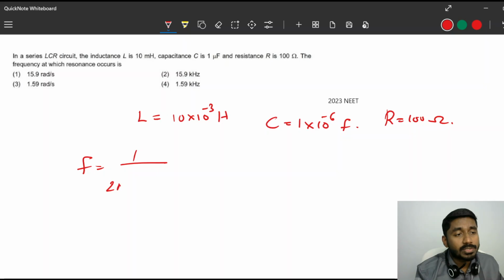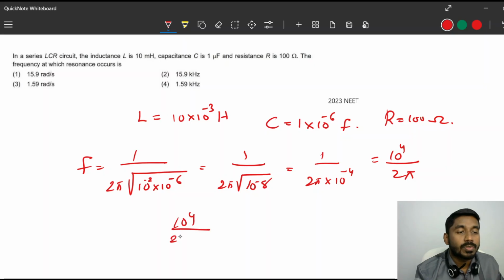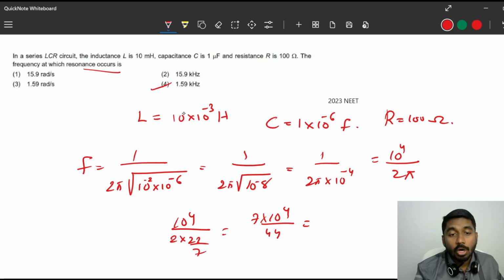F is equal to 1 by 2 pi root of L C, 10 into 10 raised to minus 3 into 10 raised to minus 6, that is 1 by 2 pi root of 10 raised to minus 8. You will get 1 by 2 pi into 10 raised to minus 4, which is 10 raised to 4 by 2 pi. Solving with 2 into 22 by 7, you will get 7 into 10 raised to 4 by 44. By solving you will get nearly 1.59 kilohertz, because they are asking for the frequency at which resonance occurs. The answer should be option number 4.